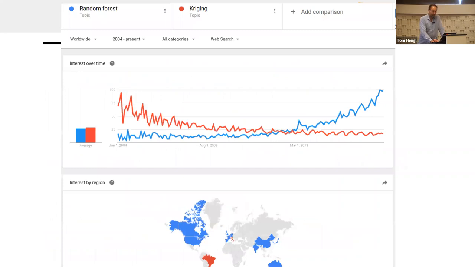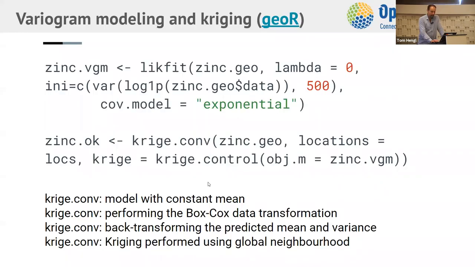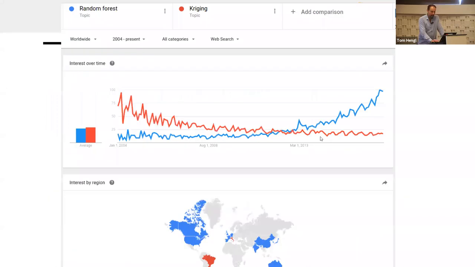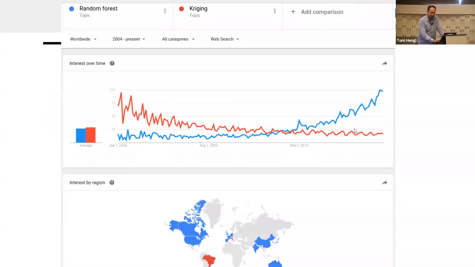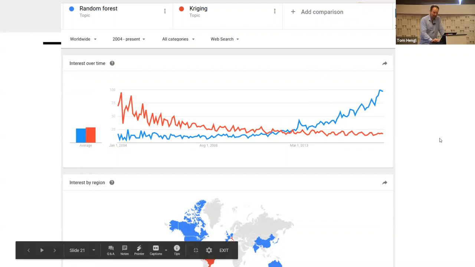And then in between, if you look at the trends, that's about the time that I switched to random forest. That's the Google Trends for kriging and random forest. Google also reflects that there's much higher interest in random forest than kriging. It was only in Brazil that people were still more interested in kriging. But the rest, China, Europe, the US, Australia, they all went for random forest.